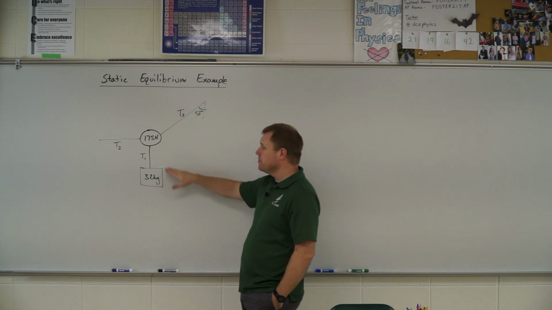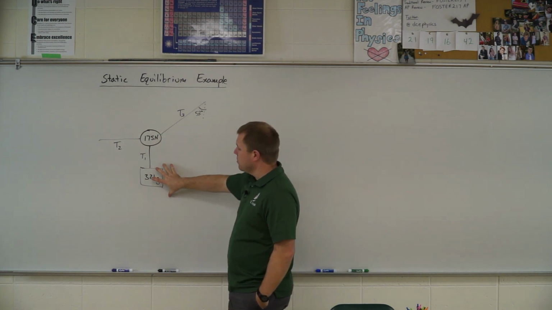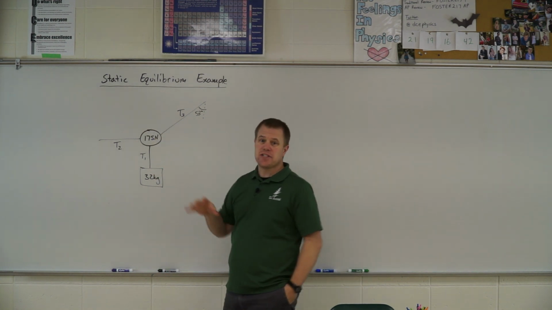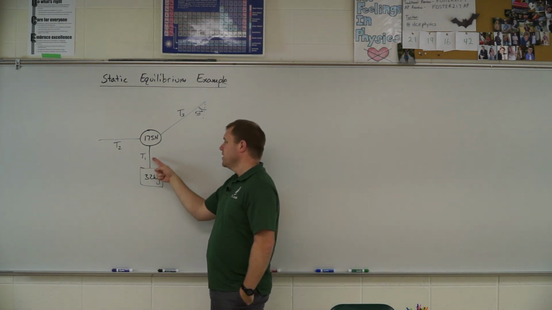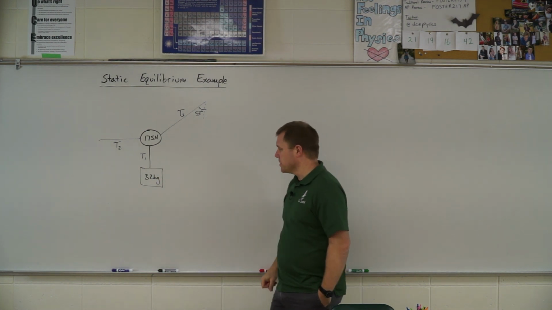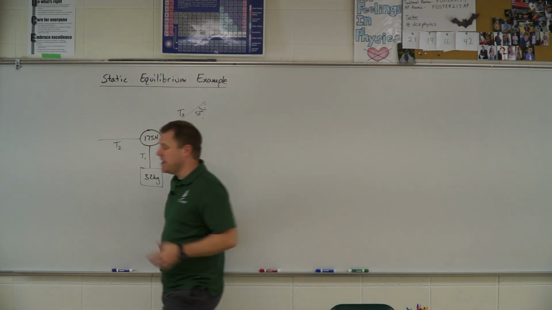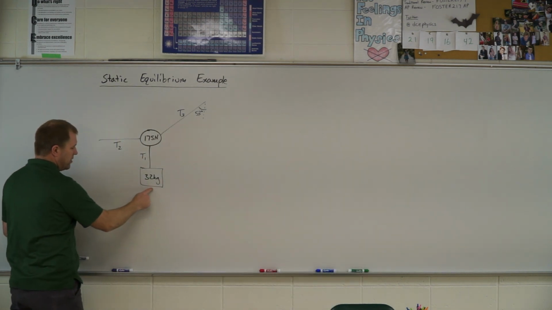So I notice I have multiple masses. That means I'm going to get a set of equations for each mass when I do my free body diagrams, and there's going to be a common force. T1 is going to be our common force. So the easiest one to start with is this 32 kilogram one.